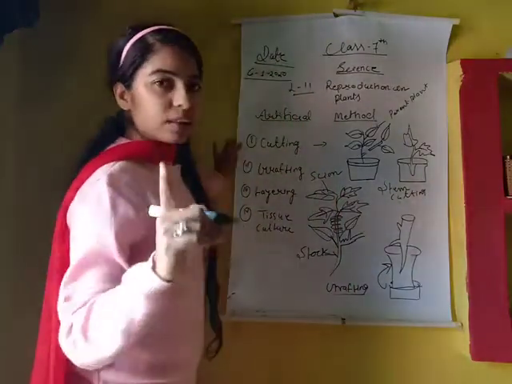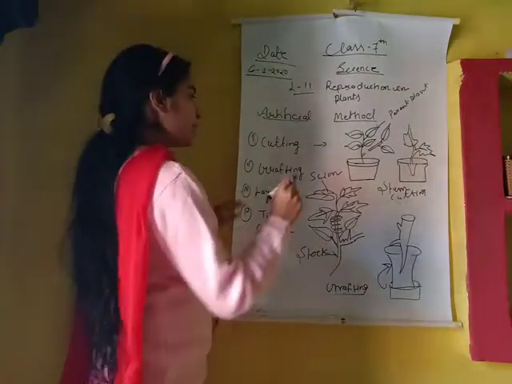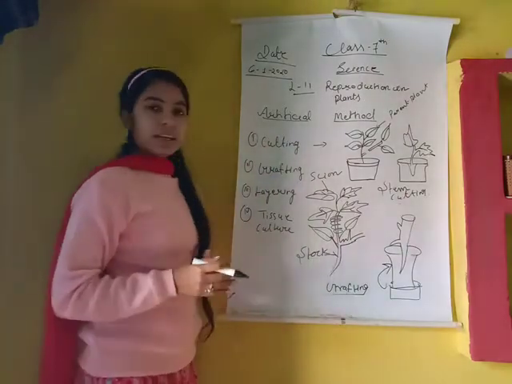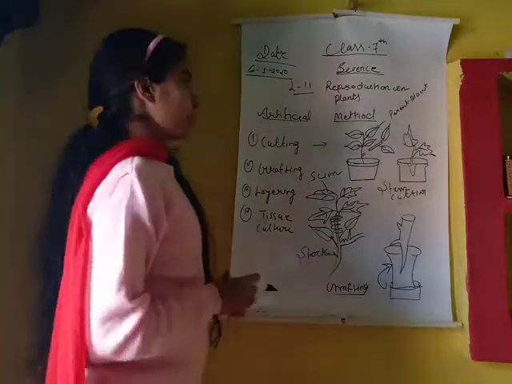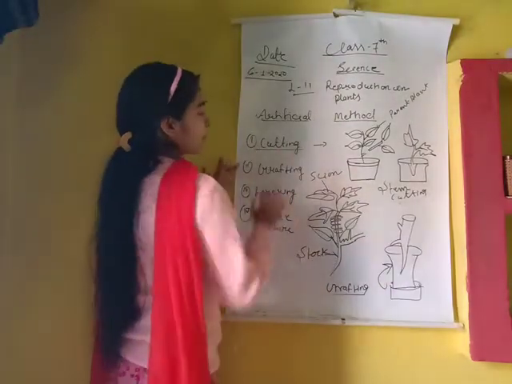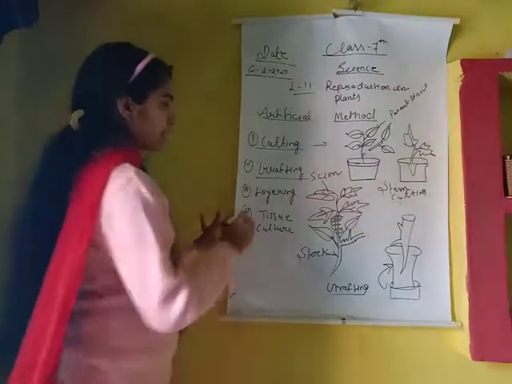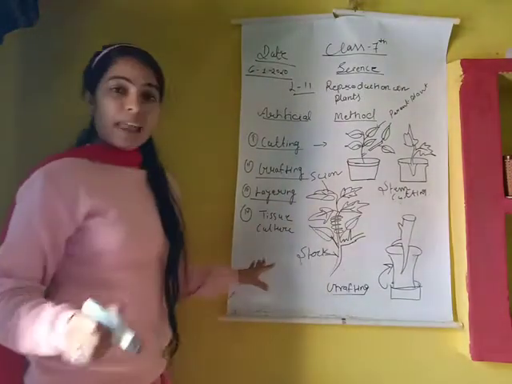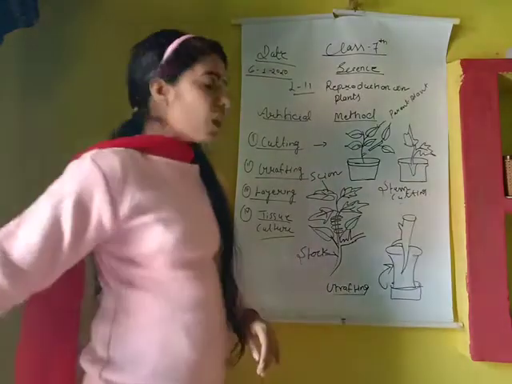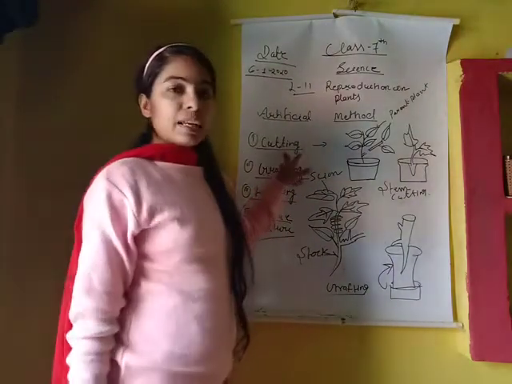Here students, one thing to keep in mind: the artificial method is generally done by the following methods. We can say that these are the methods of artificial vegetative reproduction in plants. The first method is cutting, the second method is grafting, the third method is layering, and the fourth and last method is tissue culture. Always remember students, firstly I am telling you about cutting.